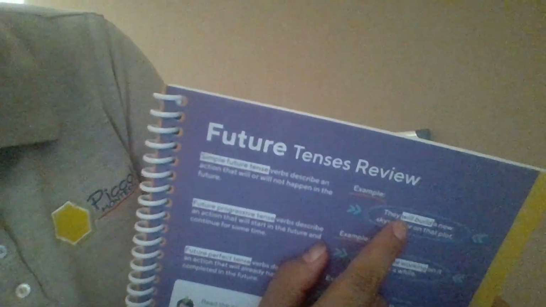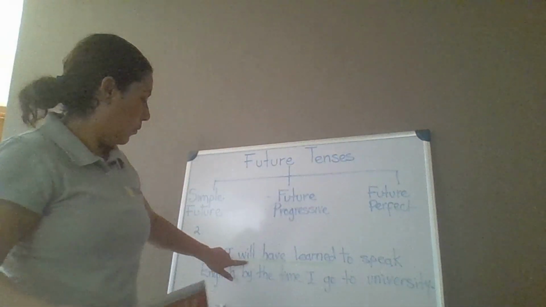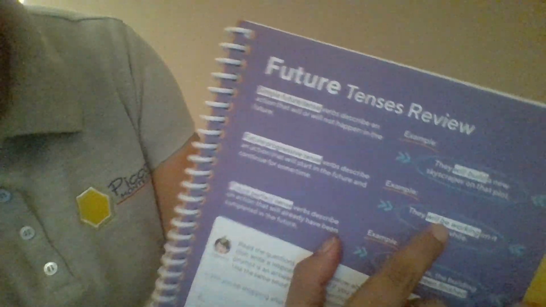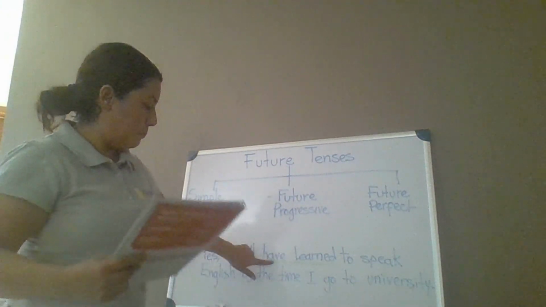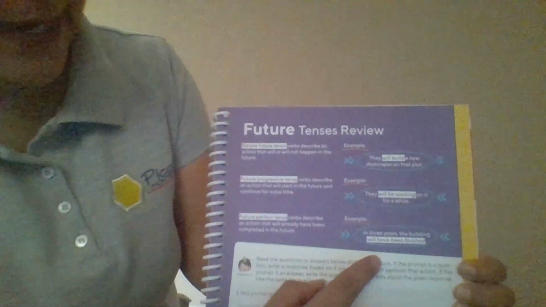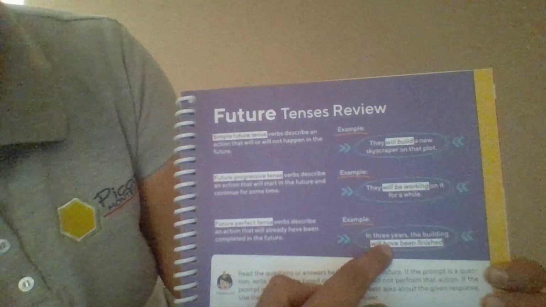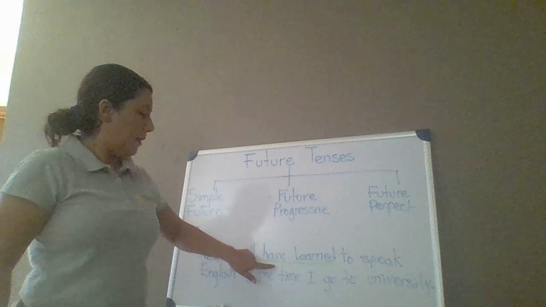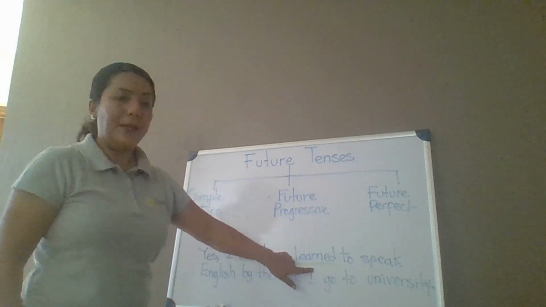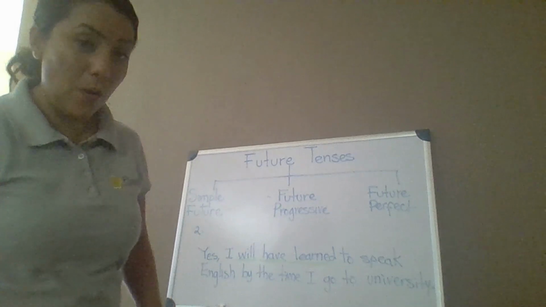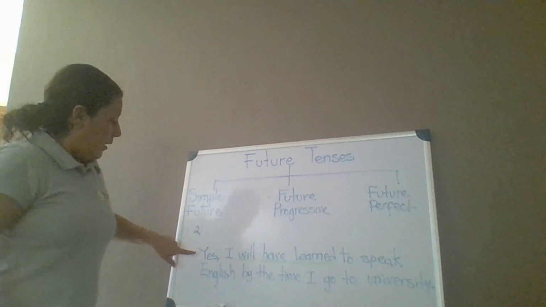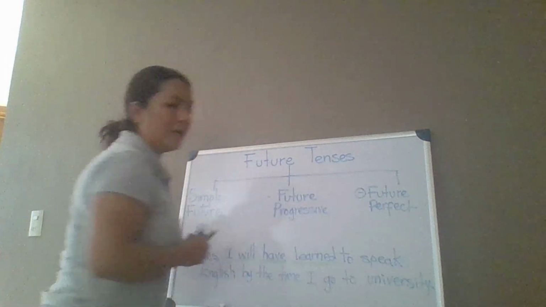Simple present. Will plus a verb. Will plus noun. The second one, will plus be plus a verb with ing ending. Will plus be, no. How about future perfect? Let's see. Will plus have plus a verb in past participle. Will plus the auxiliary have plus a verb in past participle. So, now we know. It is future perfect.